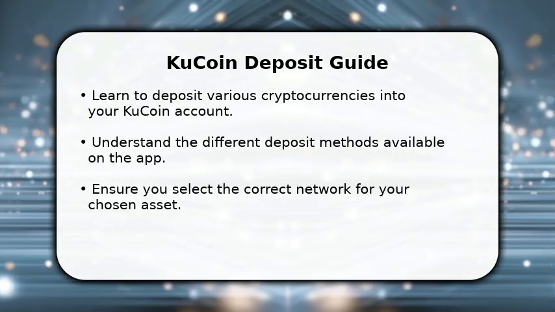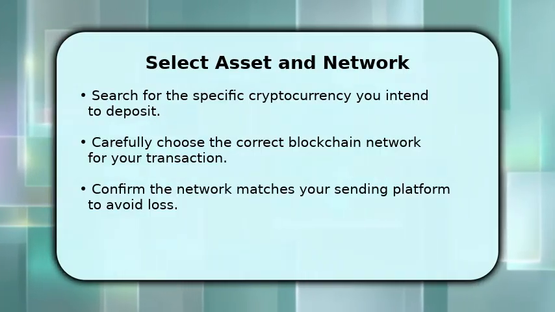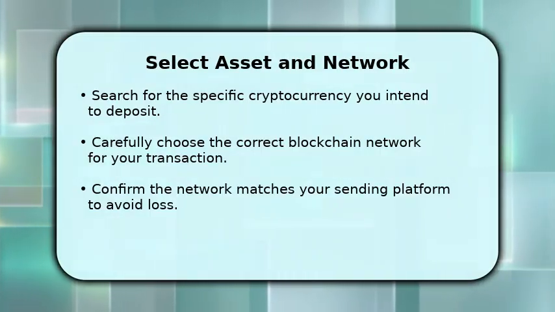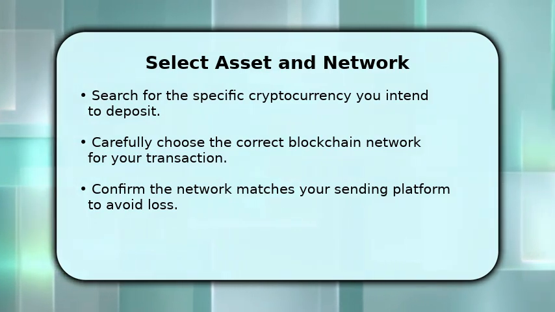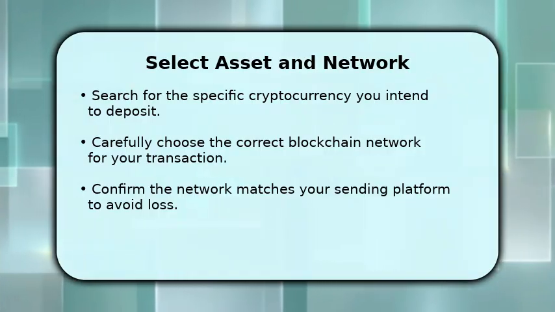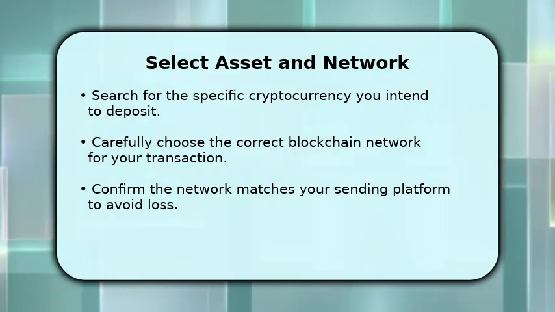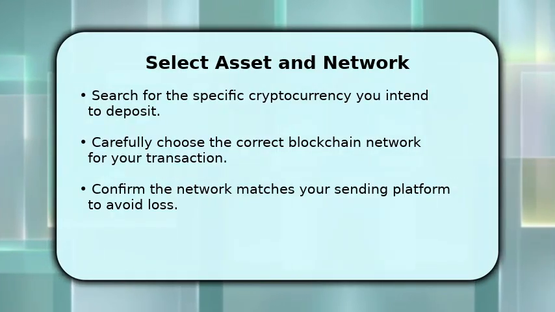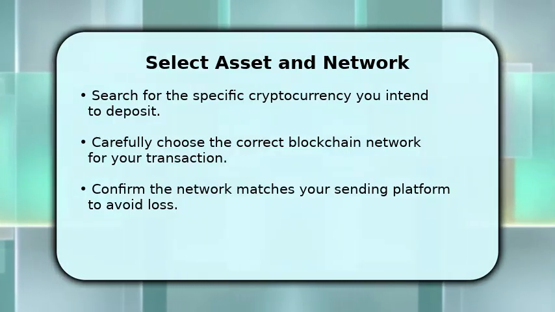Let's get started. Once you've tapped Deposit, a search bar will appear. Type in the name of the cryptocurrency you want to deposit, like Bitcoin or Ethereum. After selecting your asset, you'll see a list of available networks. This step is vital. Always double-check that the network you choose on KuCoin matches the network your sending wallet or exchange is using. Mismatched networks can lead to permanent fund loss.